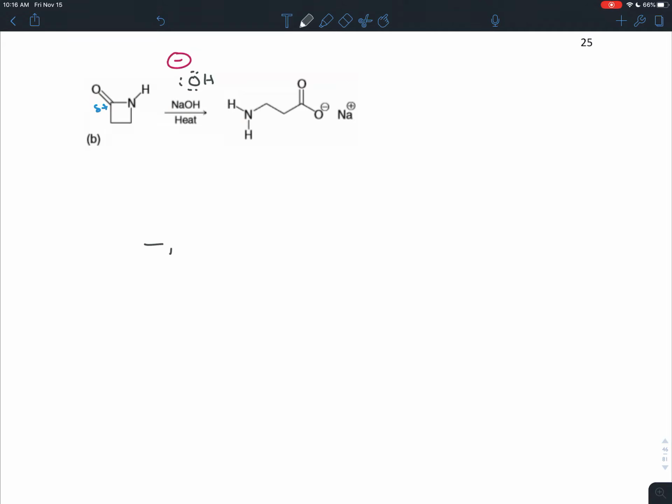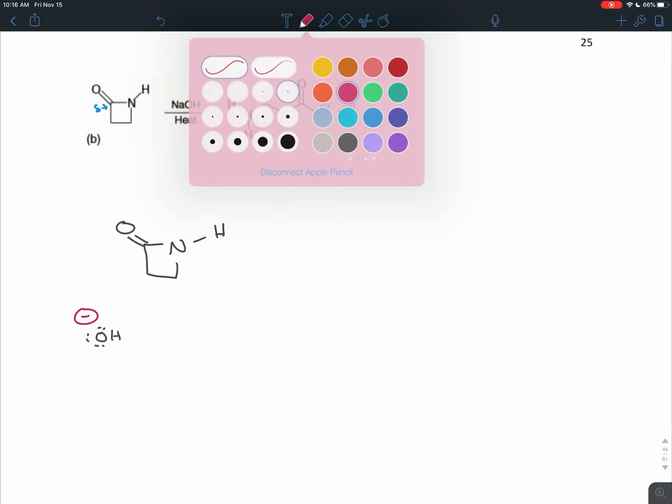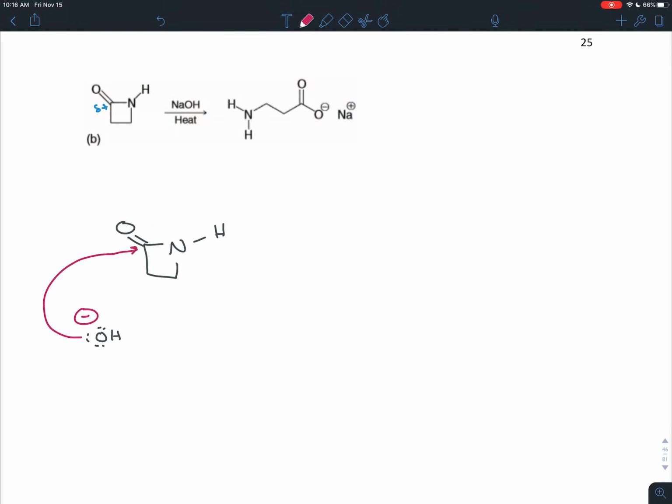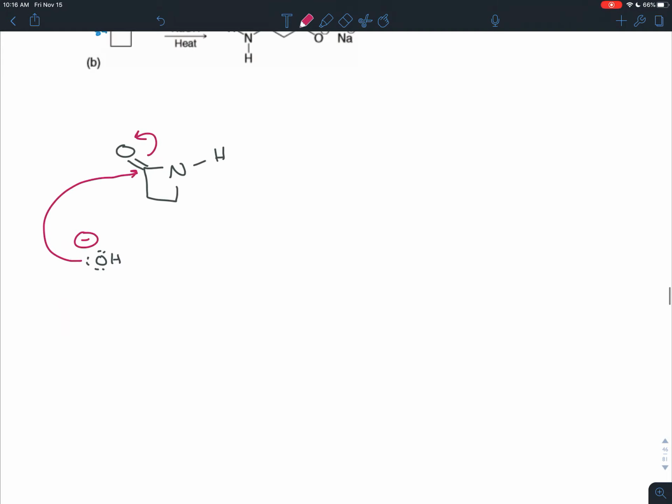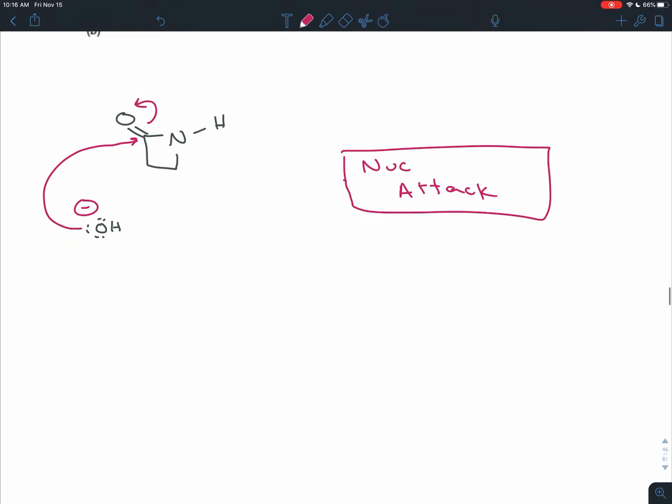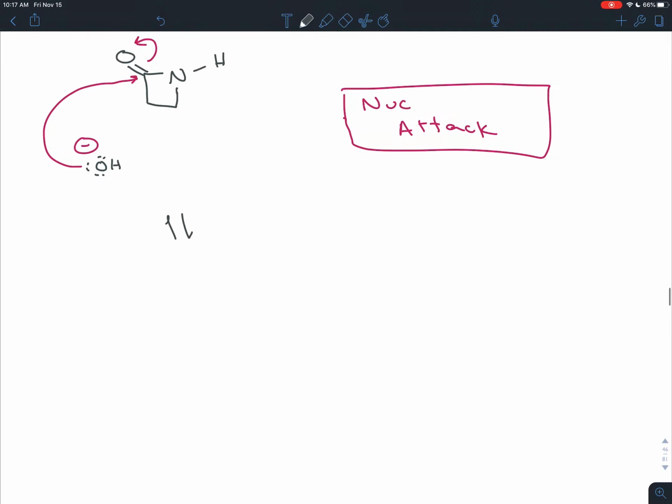So that full charge makes it really nucleophilic. So we can take this beta-lactam ring and we could have the hydroxide attack immediately the carbonyl carbon. The pi bond breaks and goes open. We start straight out of the gate with our nucleophilic attack in this case. And so what we end up after that step is our tetrahedral intermediate.